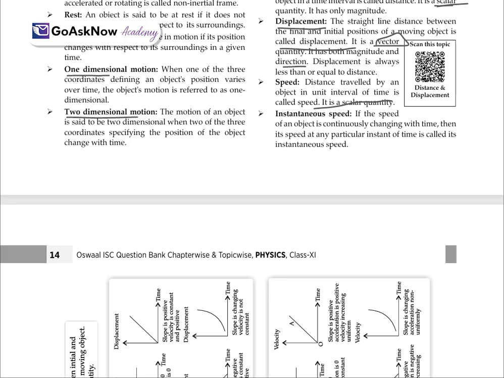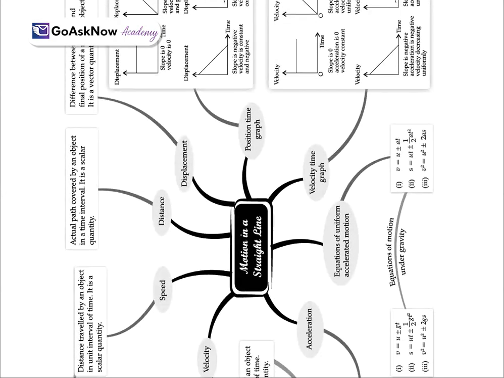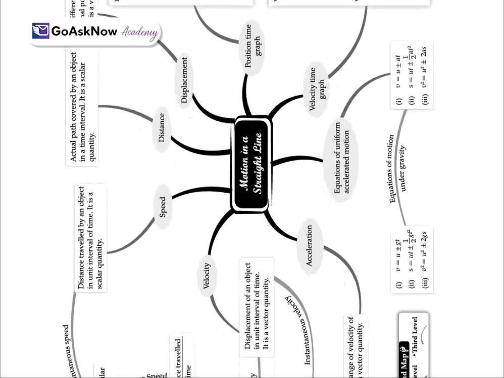Okay. Now, what is this page reflecting? Actually, this page is saying that the subtopics under motion in a straight line are distance, displacement, position-time graph, velocity-time graph, equations of accelerated motion, acceleration, displacement of an object, velocity and speed. What actually do these all mean, the equations, and how are they playing a pivotal role in motion in a straight line.